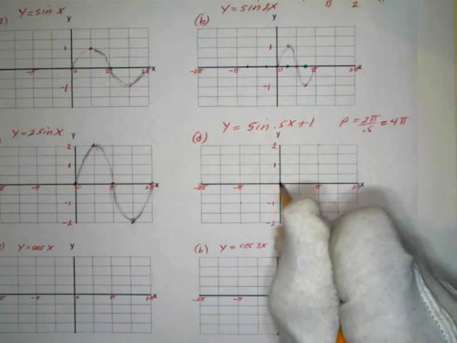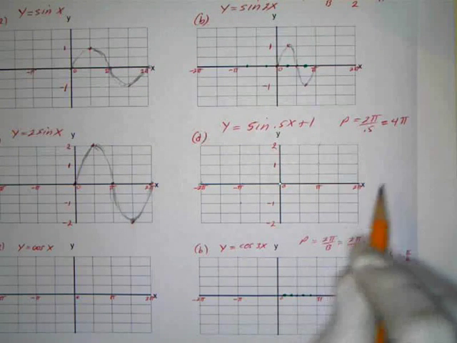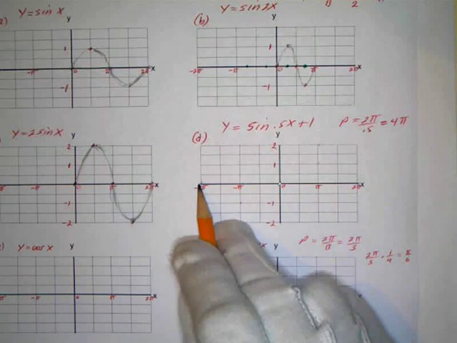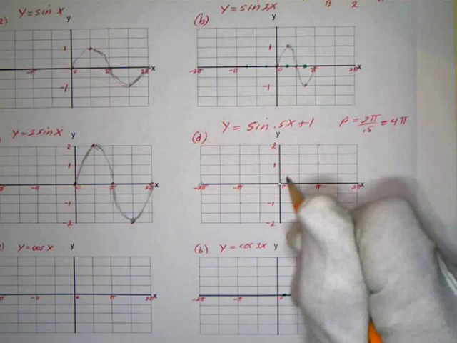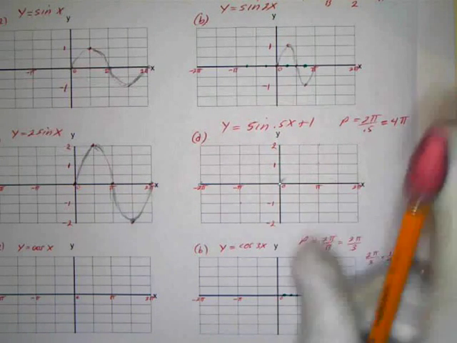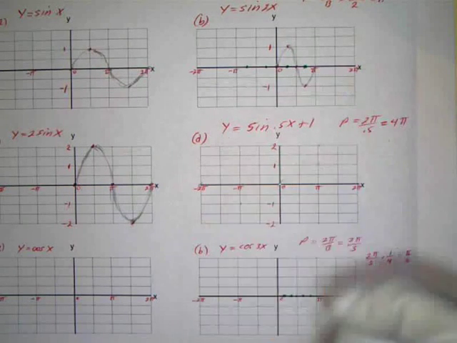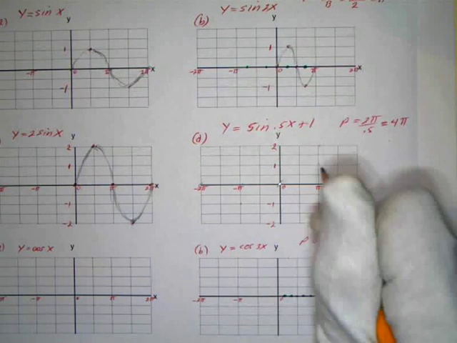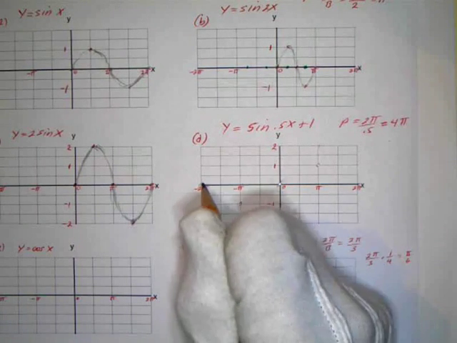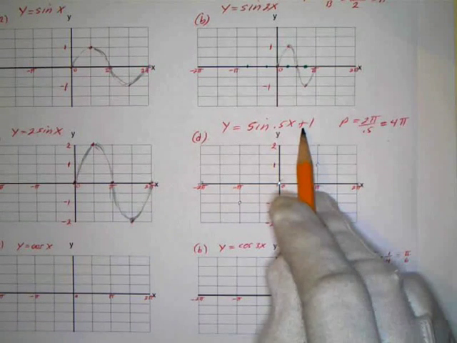So again, this is 0. And I would divide this into 4 parts. So this is going to be 1, 2, 3, 4, 5. Those are my 5 points. And my amplitude is still 1. There's nothing in front of that. So these would be my regular points. 0, 1, 0. There's my minus 1. There's my 0. Except I have a shift also.